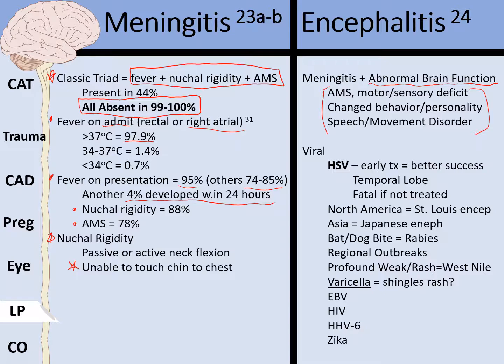Encephalitis is typically viral, and the main etiology to remember is HSV because early treatment with acyclovir correlates to better outcomes. This is classically an infection to the temporal lobe and causes seizures and can be fatal if not treated. Acyclovir can also treat varicella, so look for a shingles rash, but this is not necessarily a time-sensitive diagnosis.